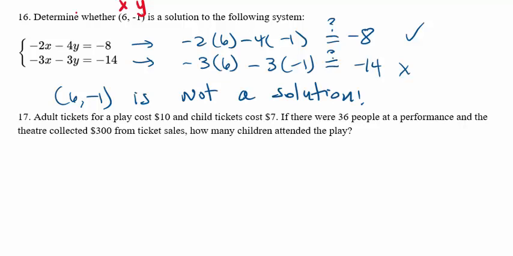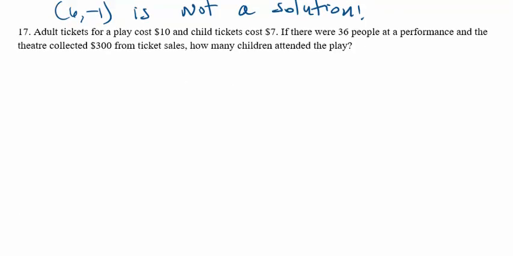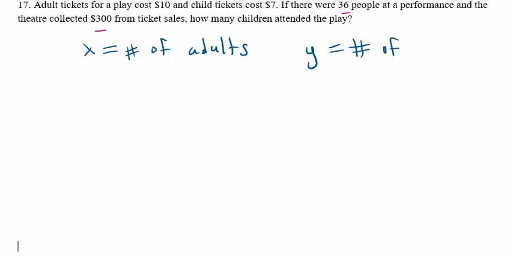Okay, well, we also have some word problems involving systems of equations. So number 17, we see that adult tickets for a play cost $10 and children's tickets cost $7. Altogether, there were 36 people who attended the play, and the theater collected $300 from ticket sales. So we want to know how many children attended the play. Okay, so we don't know how many adults and we don't know how many children's tickets were sold.